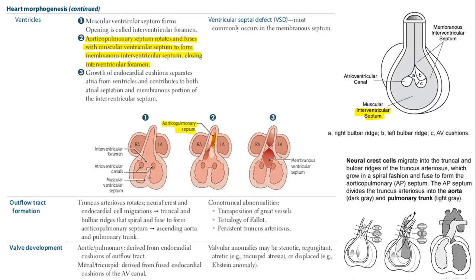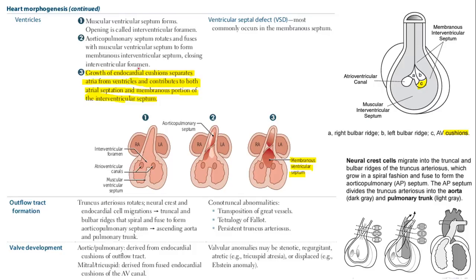So here is the muscular ventricular septum. This thing just rotated and fused with it, and that closes the interventricular foramen. So that interventricular foramen that we had here got closed off.